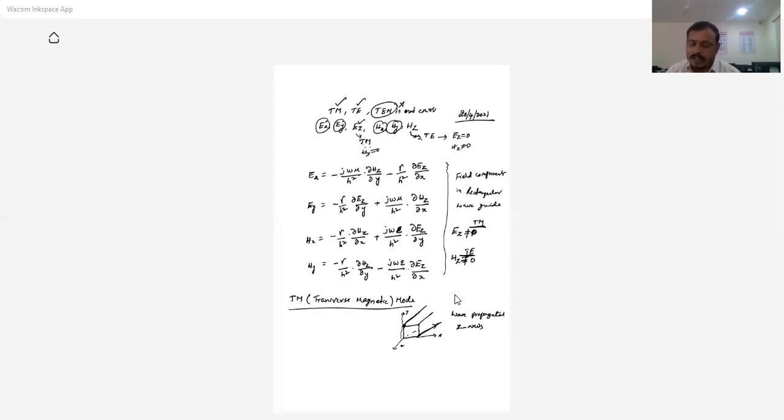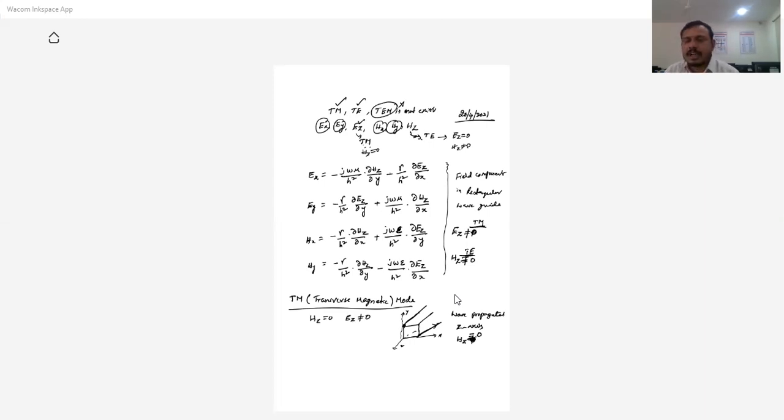So what is the field component here? It is the transverse magnetic field. So there is no magnetic field in the z direction. Hz is equal to 0. So here we have Hz equal to 0, and Ez is not equal to 0.